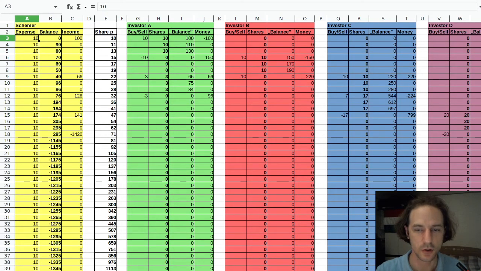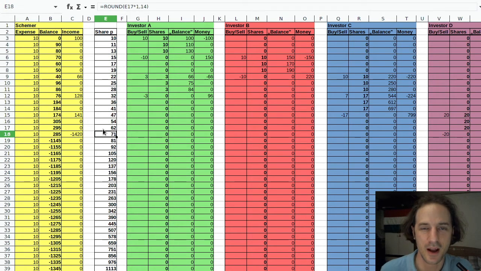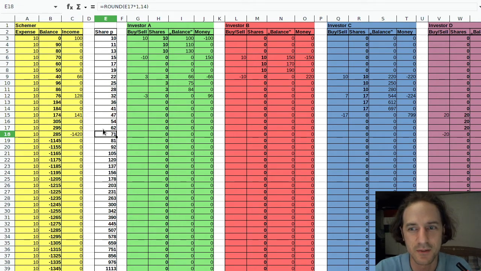So I guess the conclusion here would be that you cannot tell a Ponzi scheme by the share price. So just because the price is going up and there are profits generated from a scheme, that doesn't mean it is sustainable and it's not a Ponzi scheme.